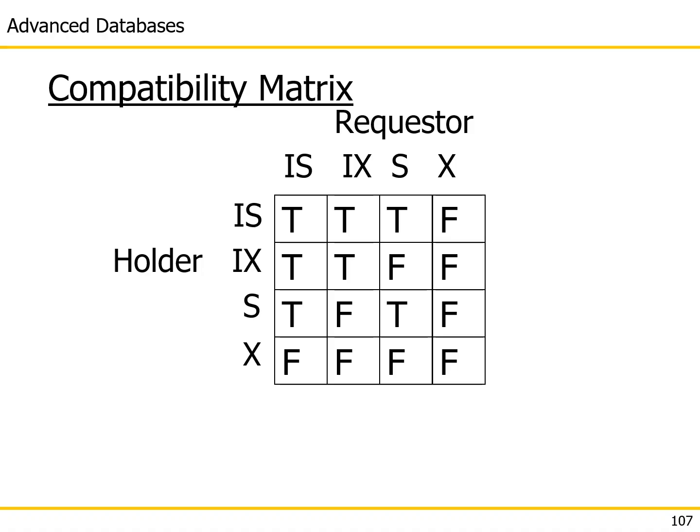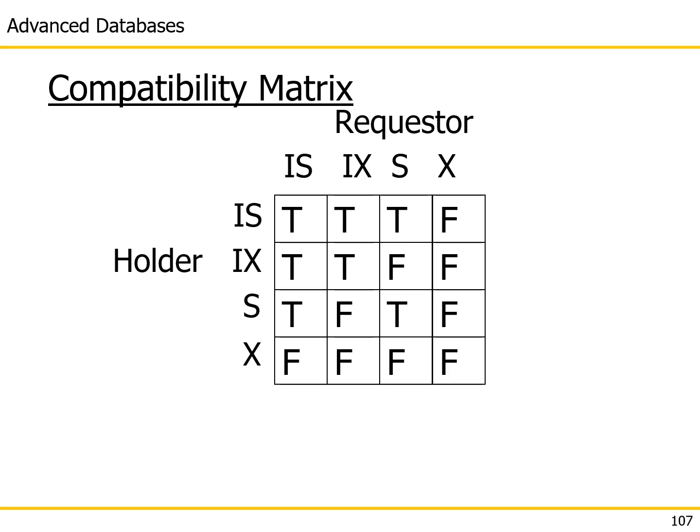However, requesting a shared, which means read the whole thing from the node you're at downward, is not allowed, because if someone already has intention exclusive, it means they are later going to request an exclusive. It means they are later going to write. So you cannot allow another transaction to read the whole thing while someone is writing part of it. And obviously exclusive is also not allowed.